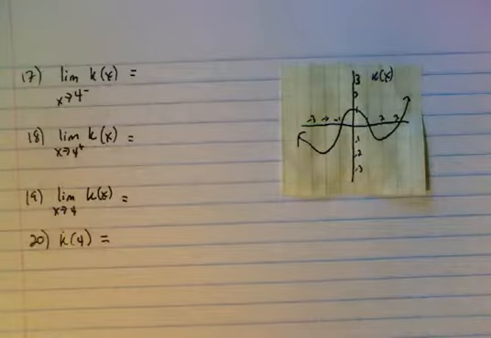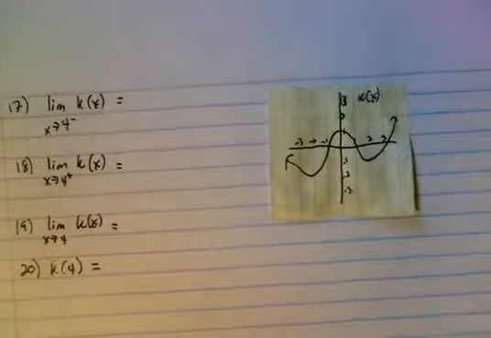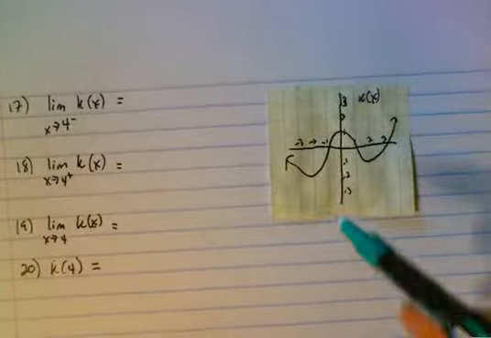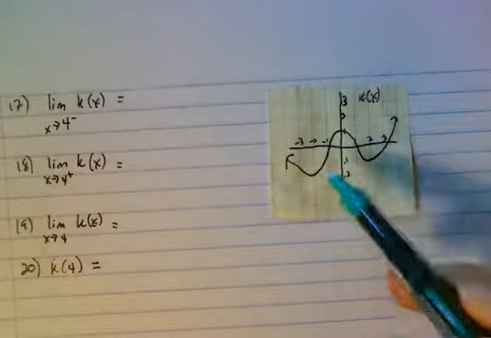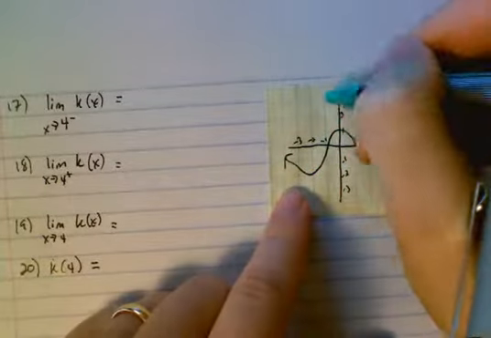What we have next is yet a different type of graph. Notice that we can draw this curve without ever picking up our pen. That is a continuous function.